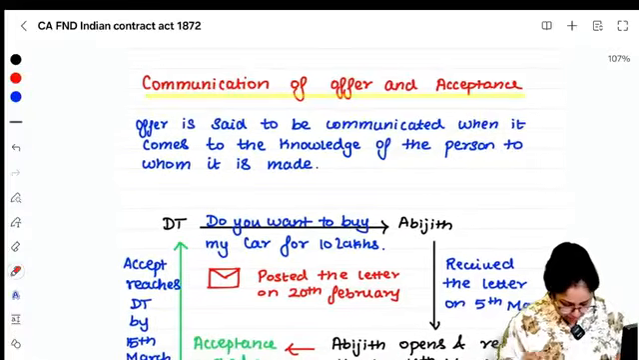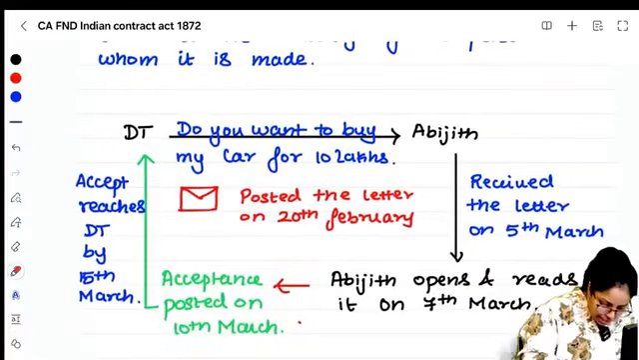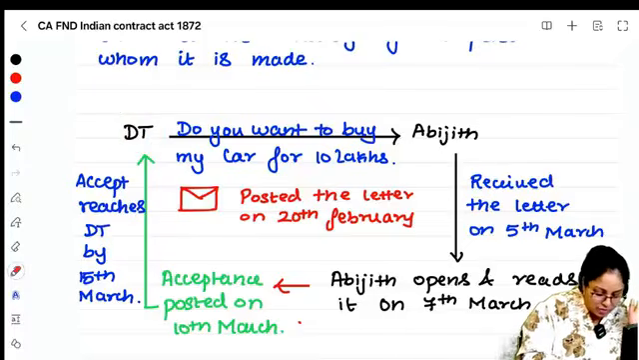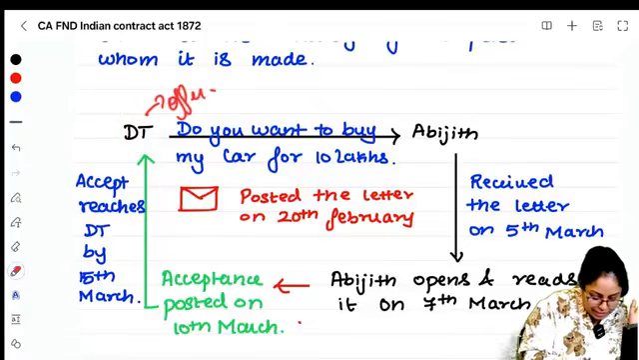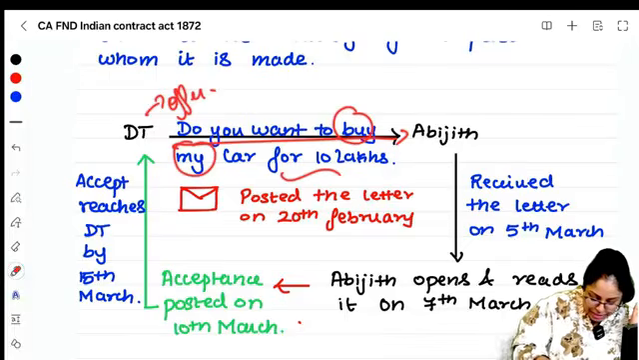Communication of offer and acceptance when complete. Look at this example, which I'll teach you. DT is the person who is making the offer. DT is making an offer. I want to ask Abhijit, does he want to buy my car for rupees 10 lakhs?